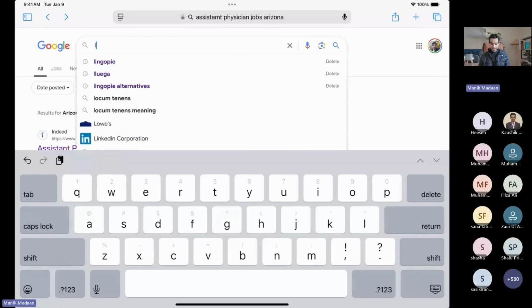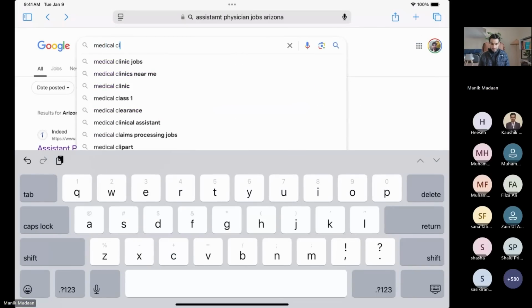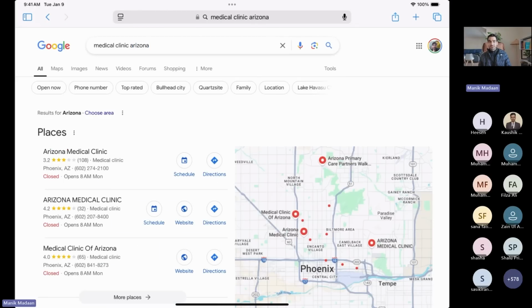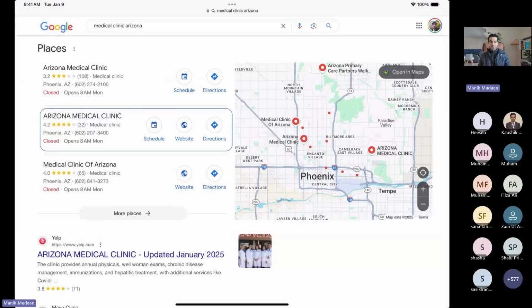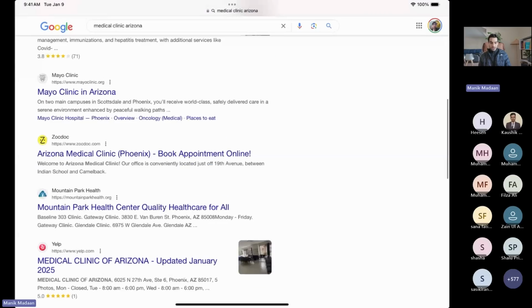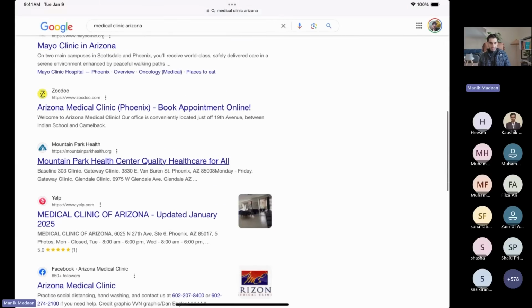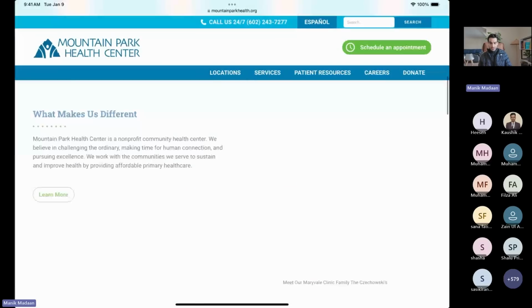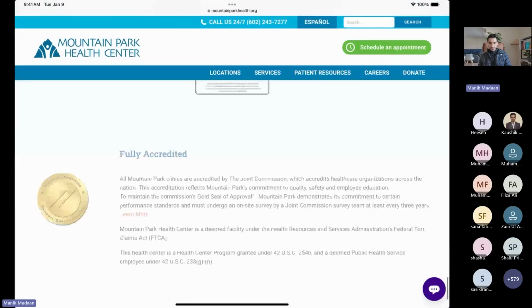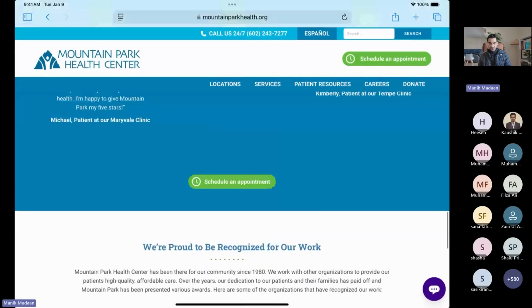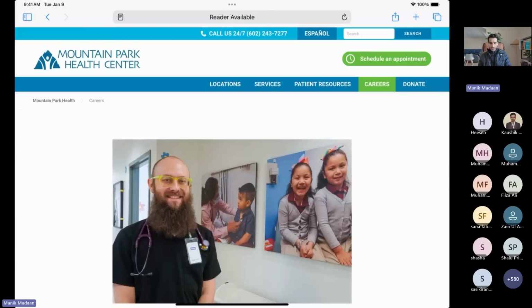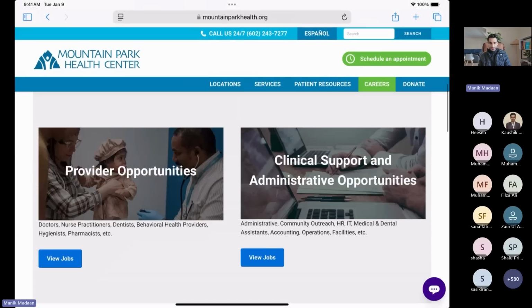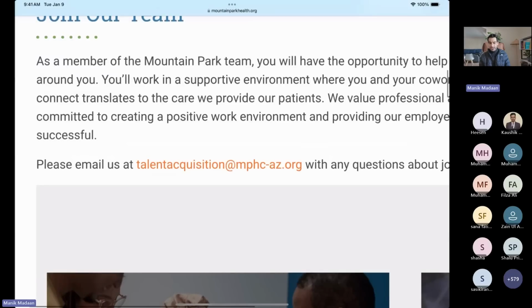Another good way to find that out is just to look at certain facilities, let's say medical clinics in Arizona, right? So you're going to see all these medical clinics. What I would do is open up Mountain Park Health, right? I would go down and look at what their email is. There'll be an email section somewhere, careers, or they'll give you their email, join our team, and let's say email talent acquisition at MPCH, and you can send them an email.